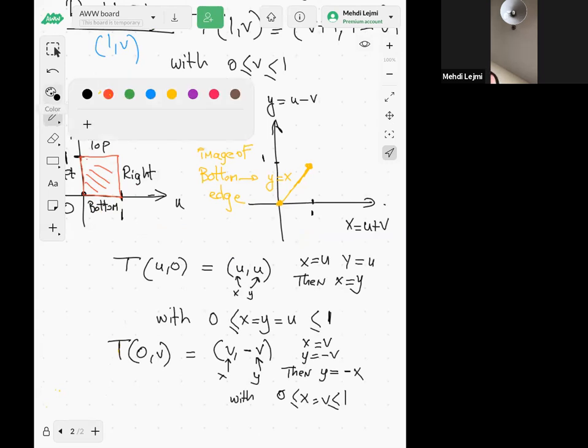So the image of the left edge would be, I'm going to need -1 here, because y is equal to minus x, right? X is between 0 and 1. So my x is between 0 and 1, so that will be this line here, y equals to minus x, right? This is y equals to minus x. All right. So that would be the image of the left edge, right? This is the image of the left edge.